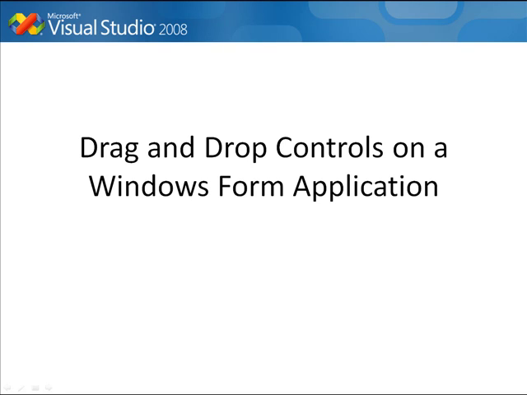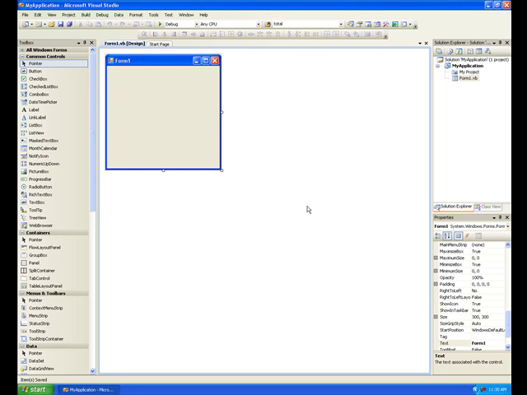This video will show you how to drag and drop controls on a Windows Form application in Microsoft Visual Studio 2008. Here I have the Windows Form application that I created in the first video. Now I'm going to show you how to drag and drop controls onto your form.